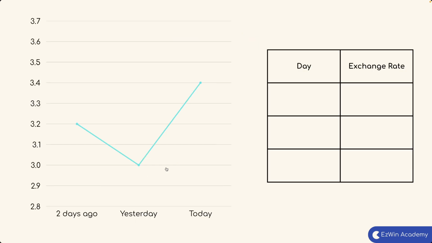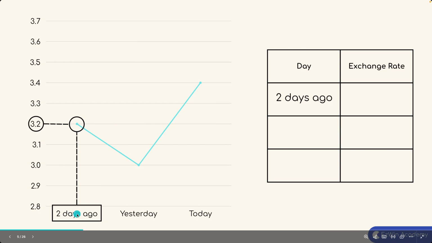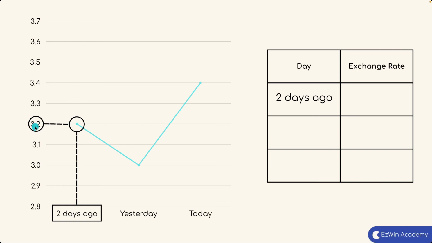So the thing is, let's go through. So maybe 2 days ago, the Malaysian ringgit is actually 3.2. So this is how you read a graph. You just have the line pointed to where it is, and also the other graph on the left is pointing to the number that is telling you what is the exchange rate from Singapore dollars to Malaysian ringgit. And this is where it is 3.2.